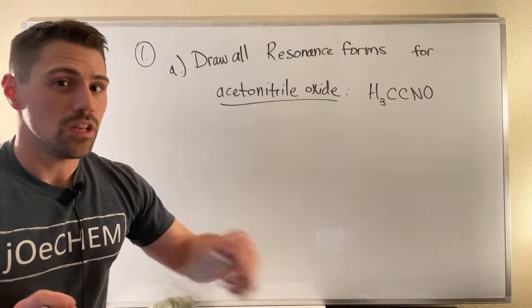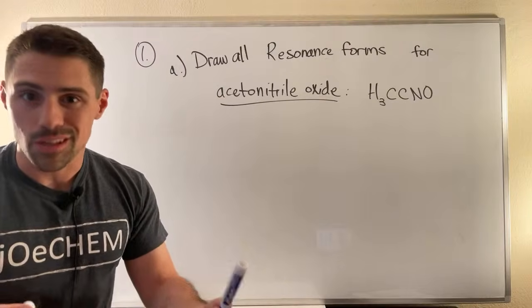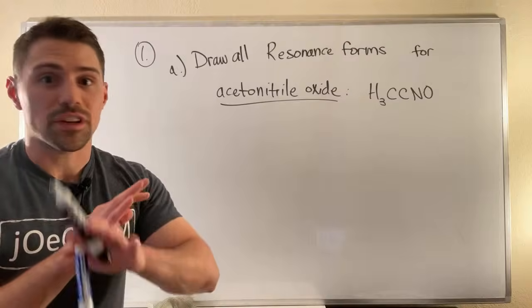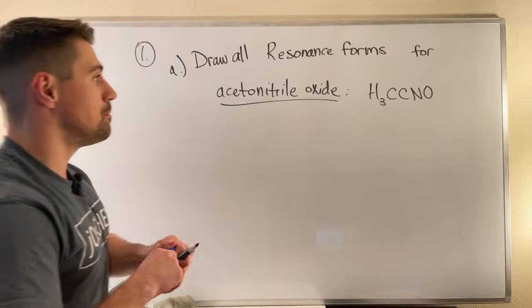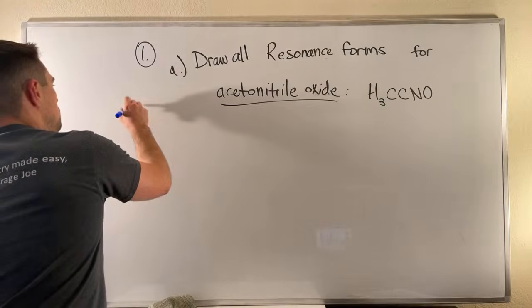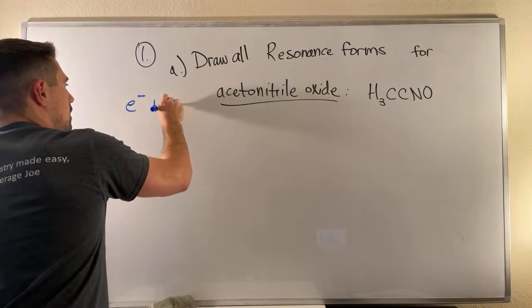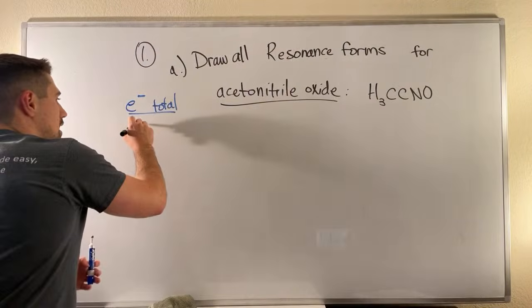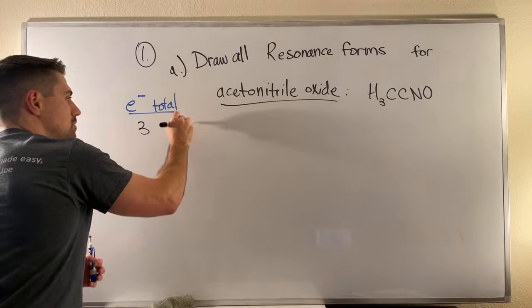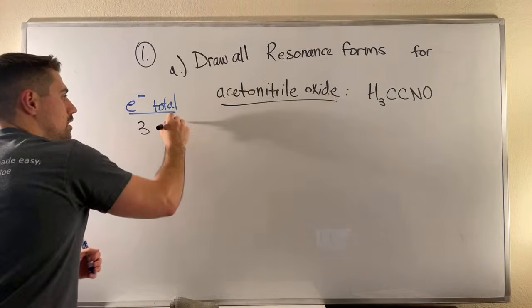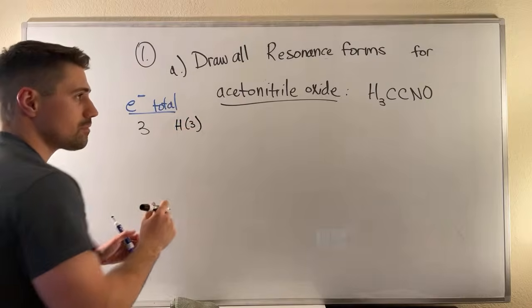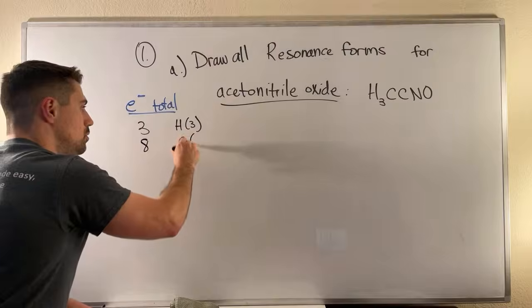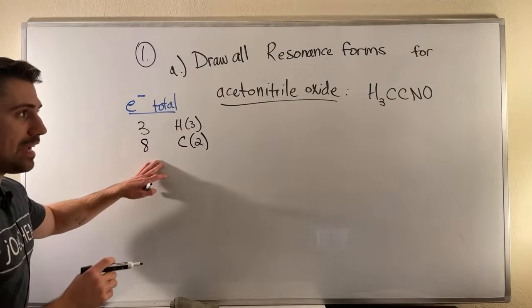So we need to draw a first Lewis structure before we can come up with the other resonance forms. Remember, the foolproof way of doing Lewis dot structures, if you forget everything about drawing them, is to first come up with your electron total. If we look at this, we get 3 electrons from 3 hydrogens. We have 2 carbons, so we get 4 from each, which means 8 from carbon.